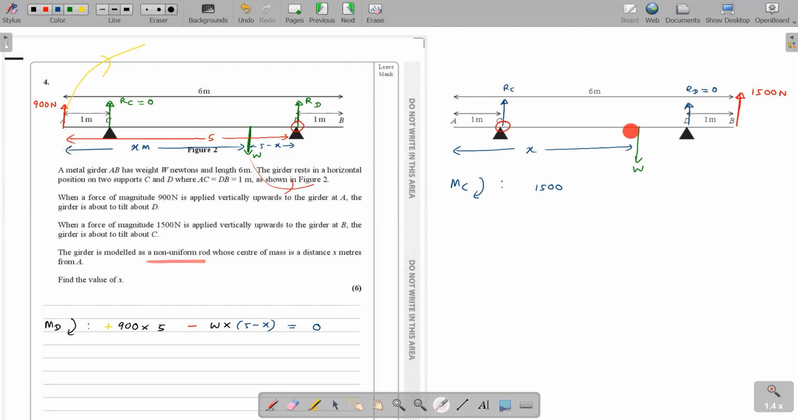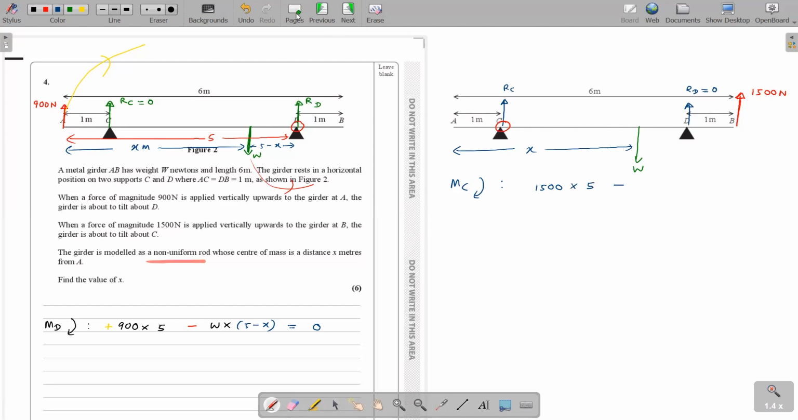C to B, what's the distance? How much? 5, right? Because this is 6 meters, this is 1. You subtract this 1 and you get the remaining distance from C to B is 5 meters. So 1500 into 5, agree?